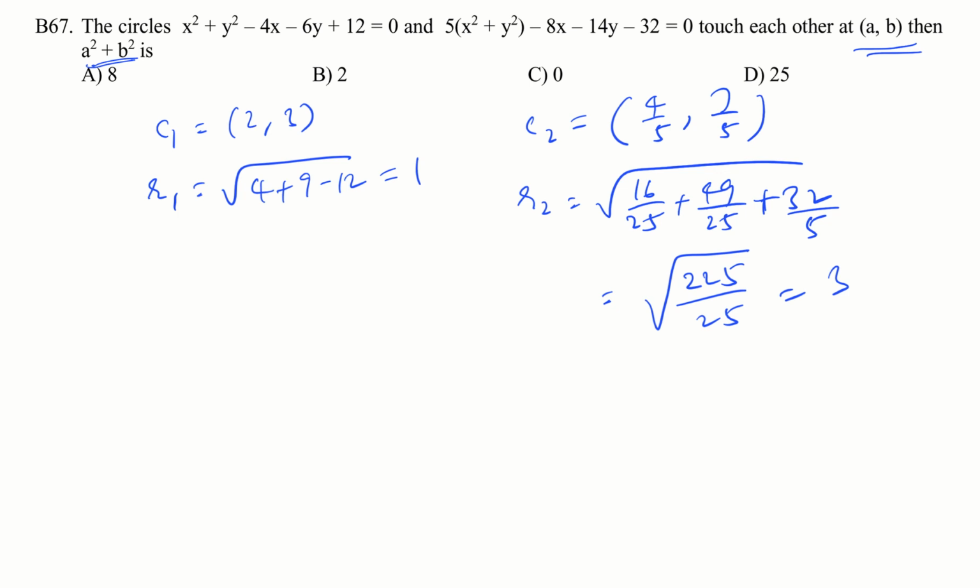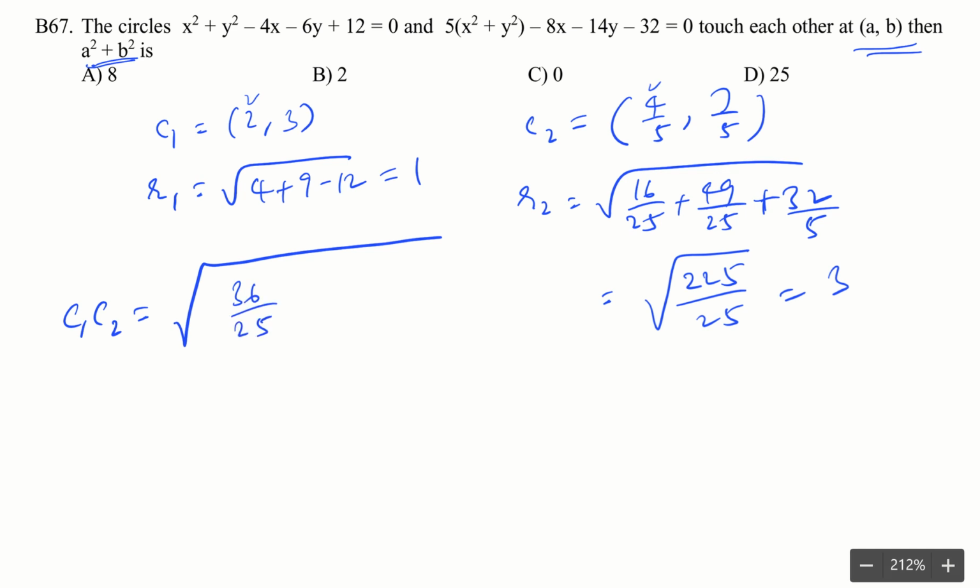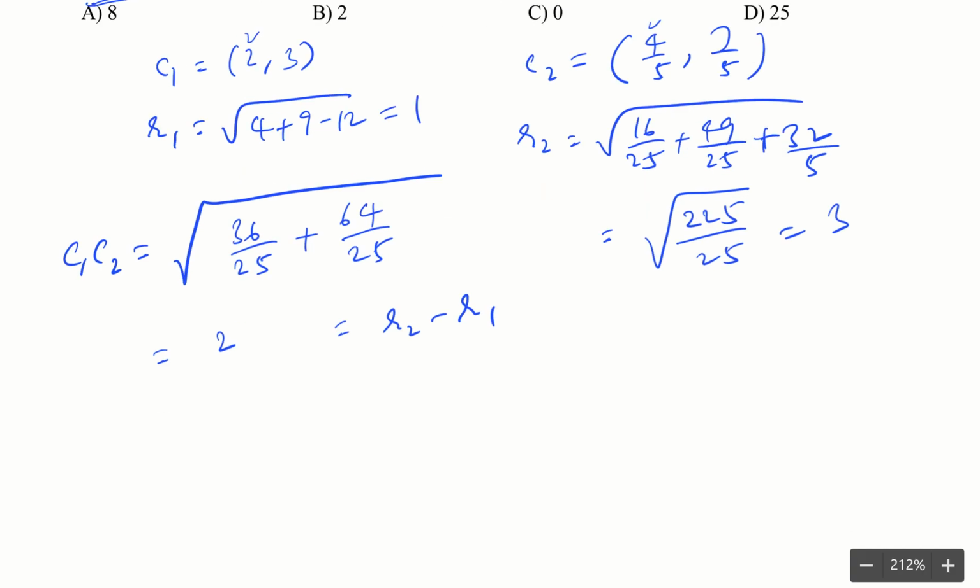Now let me go for C1C2. It is root of (x1 - x2) whole square, that is 6/5, 36/25, plus 8/5, 64/25. So I am getting it as 2. And so we observe that this is equal to R2 minus R1. Therefore, we observe that the circles are touching internally.